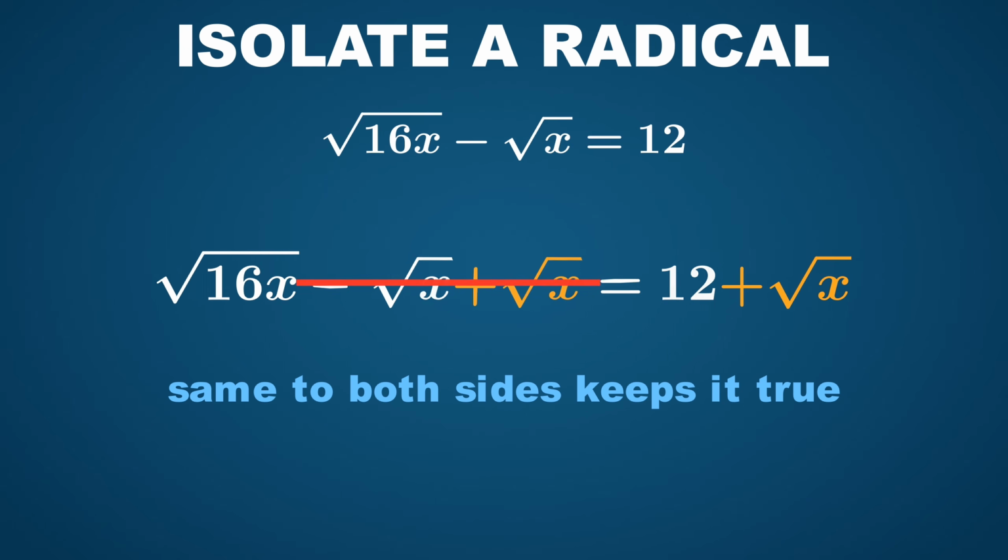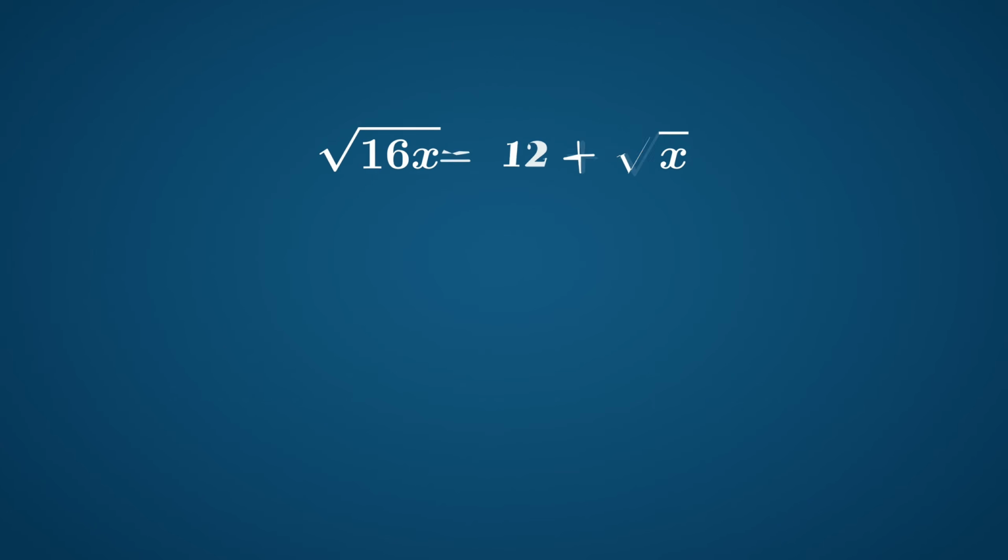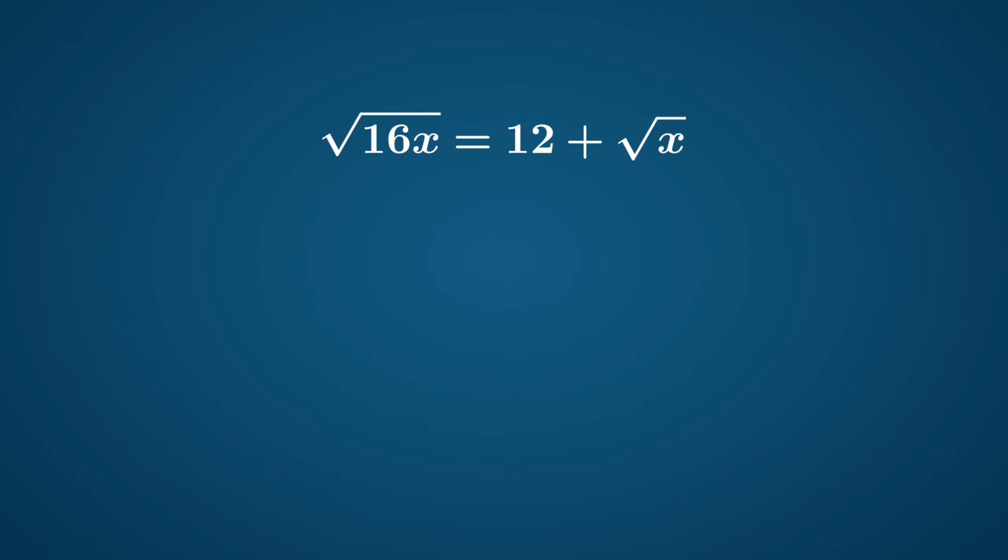On the left, minus root x and plus root x cancel each other. The left side keeps only the square root of 16x. The right side becomes 12 plus the square root of x. So now the square root of 16x equals 12 plus the square root of x.